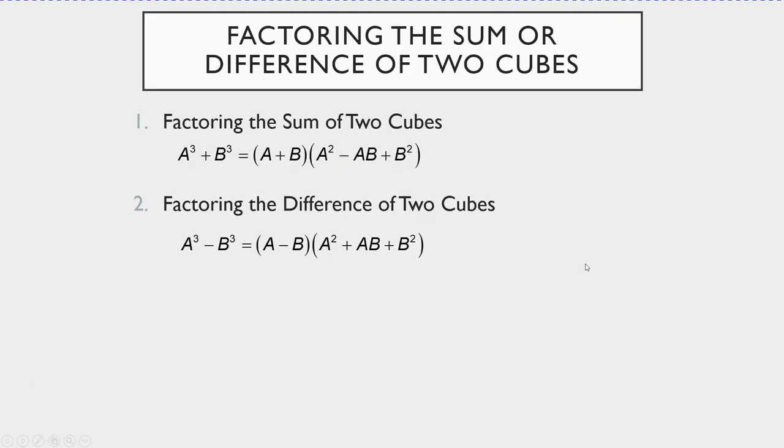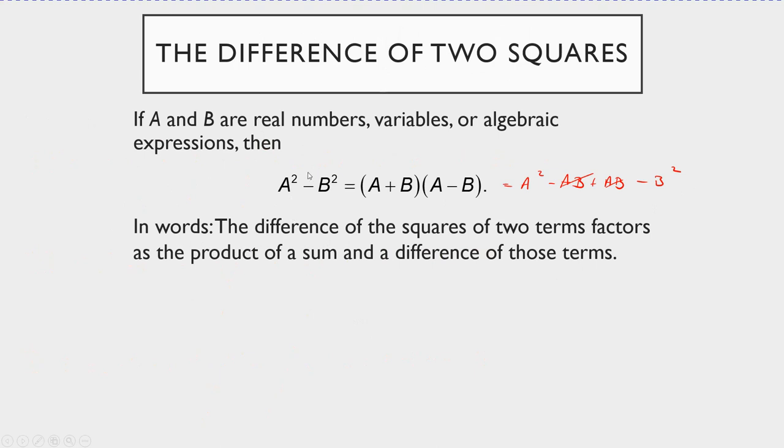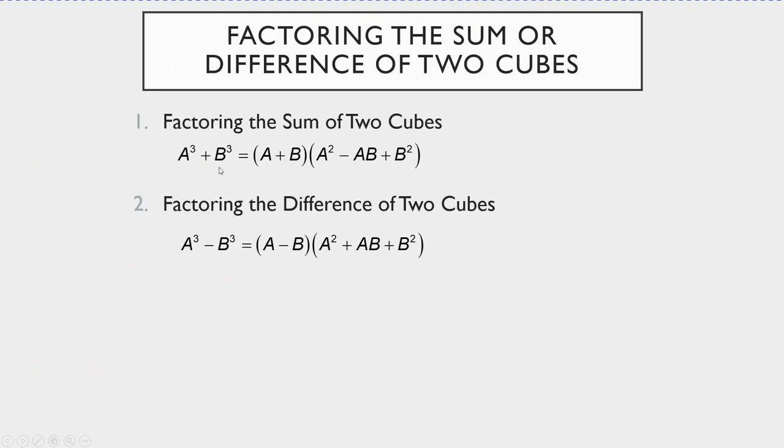Next, let's talk about the sum or difference of two cubes. Notice there's no factor for the sum of two squares. If you have a squared plus b squared, that doesn't factor. But if you have a cubed plus b cubed, this will factor as a plus b times, in parentheses, a squared minus ab plus b squared. Or if you're factoring the difference of two cubes, a cubed minus b cubed, this will factor as a minus b times, in parentheses, a squared plus ab plus b squared.